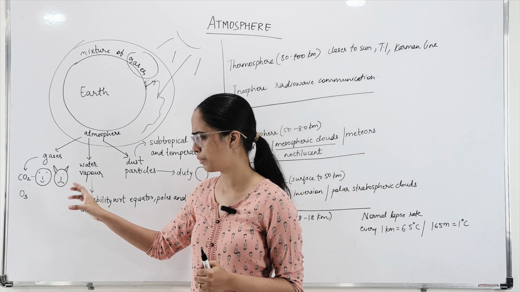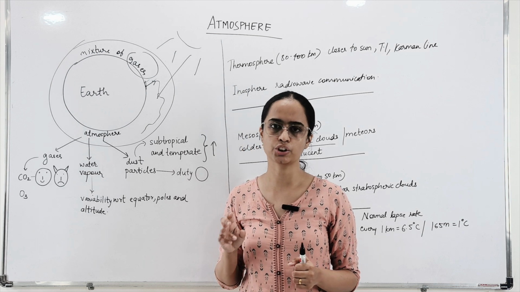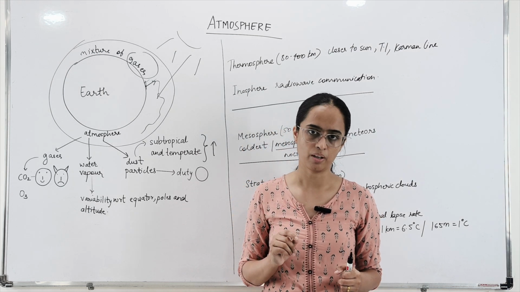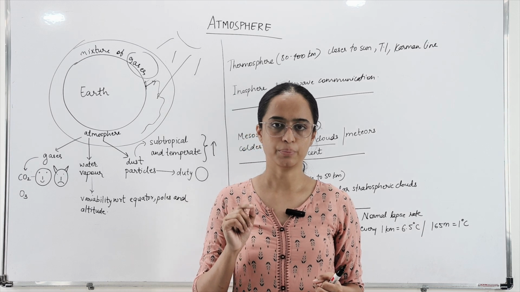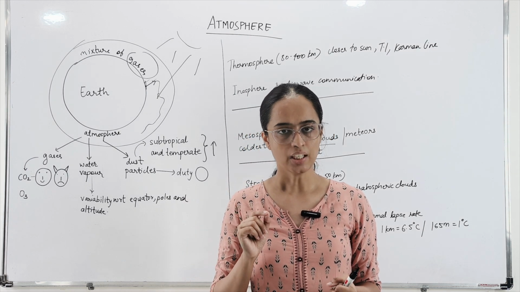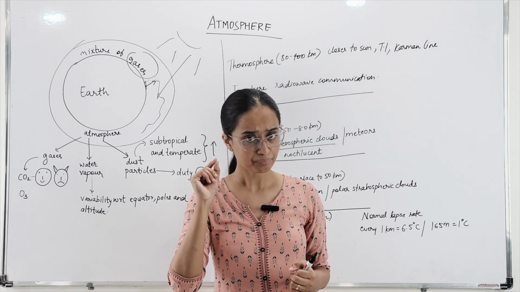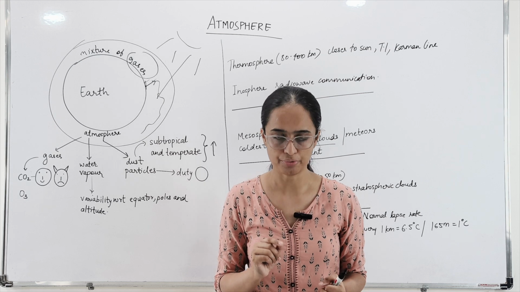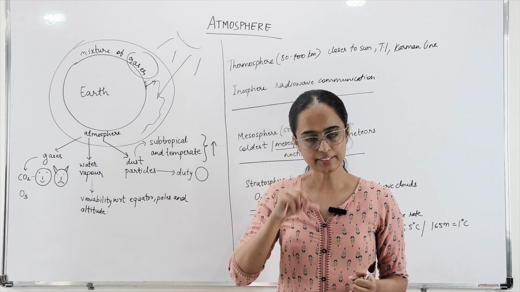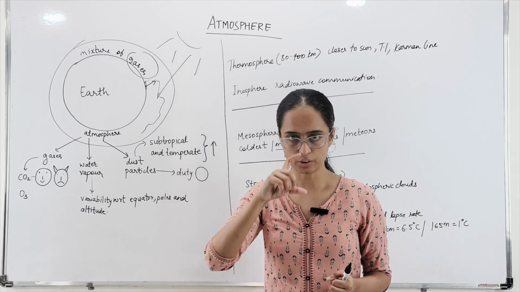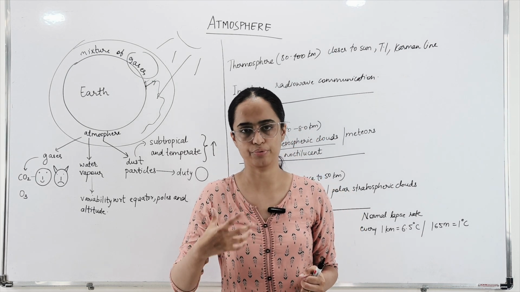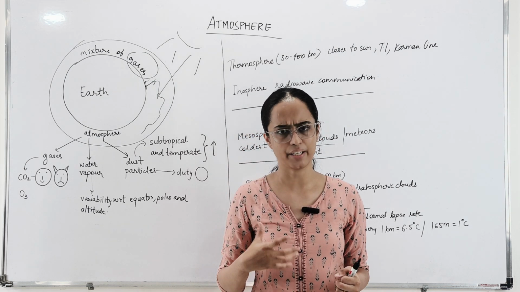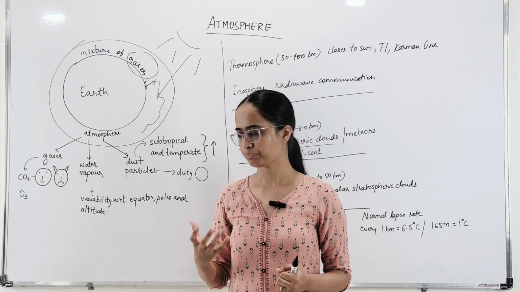One more important gas is O3, which is ozone. Now we all know the ozone gas is important because it absorbs the ultraviolet rays that the sun emits, which are not good for our skin, and it is this ozone layer which actually protects humans from these harmful ultraviolet rays emitted from the sun.